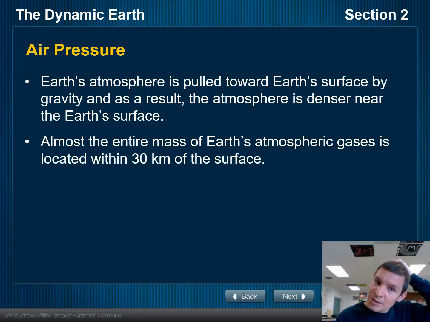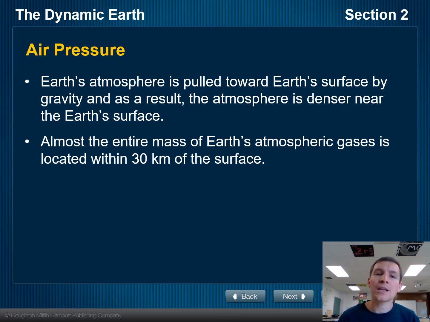Okay, so let's talk about some properties of the atmosphere. You've got air pressure. Earth's atmosphere is pulled toward Earth's surface by gravity. As a result, we have an atmosphere. The atmosphere is denser near the Earth's surface. That's kind of like the geosphere, where the rock layers are denser as you go toward the core. It's kind of a common theme there.